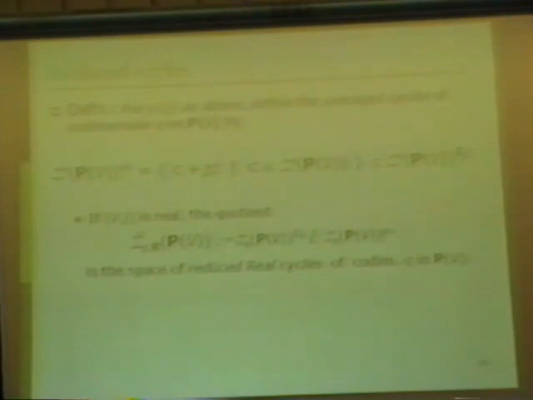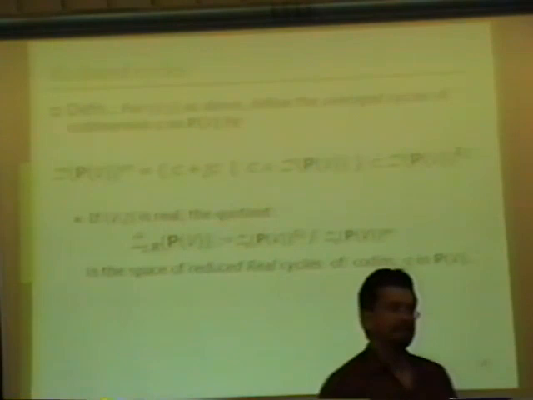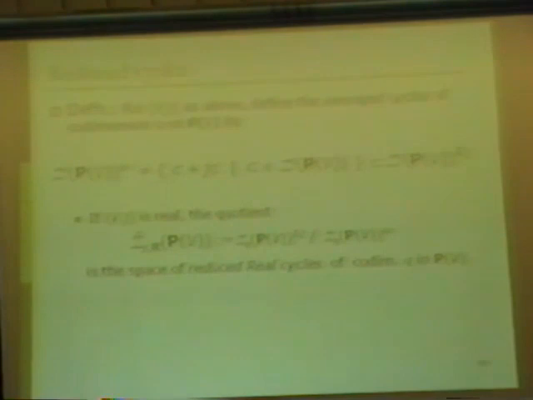And you call these the space of reduced real cycles of codimension q. So this is basically the free Z2 vector space on the real subvarieties of PRV. It's a topological space, but it's a Z2 vector space.